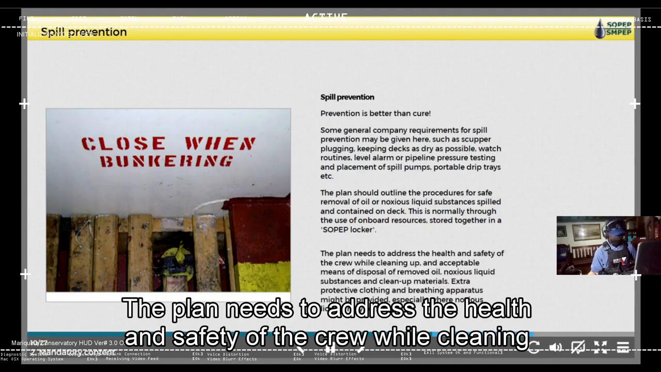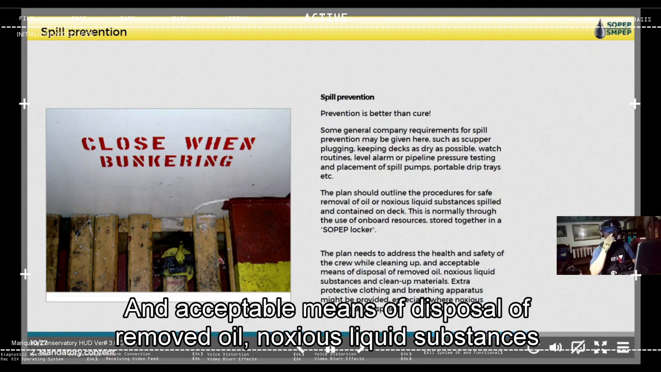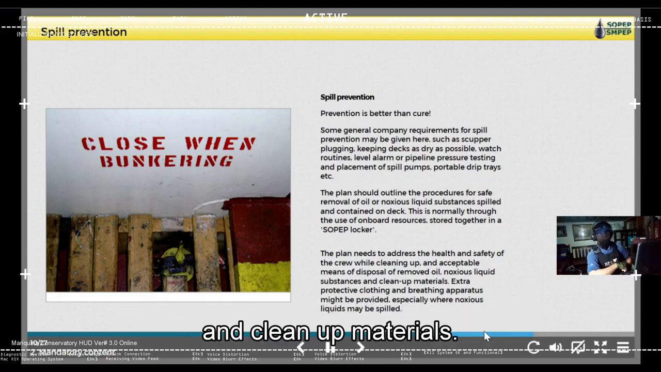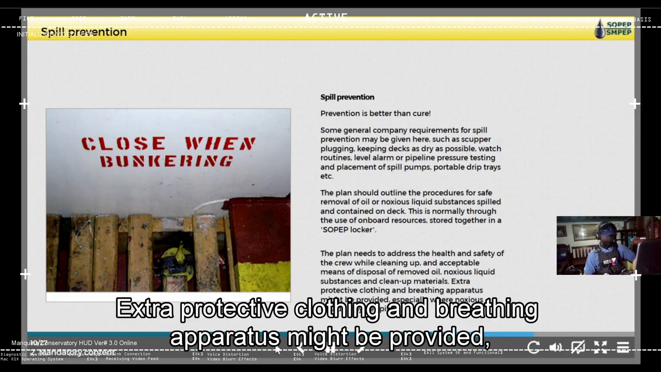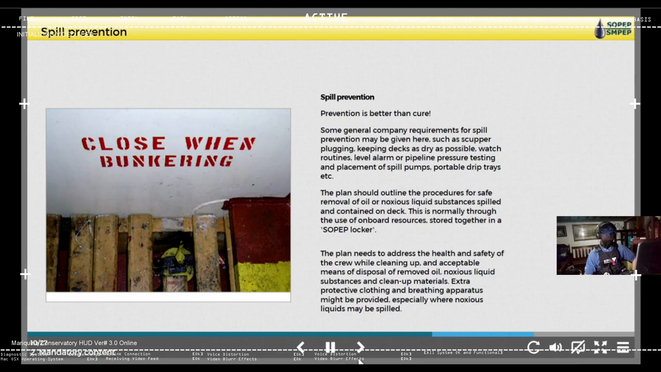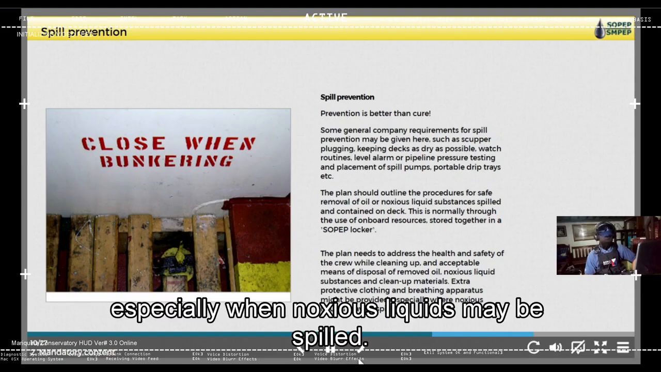The plan needs to address the health and safety of the crew while cleaning up, and acceptable means of disposal of removed oil, noxious liquid substances, and clean-up materials. Extra protective clothing and breathing apparatus might be provided, especially when noxious liquids may be spilled.